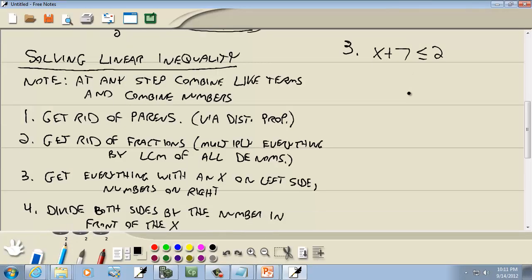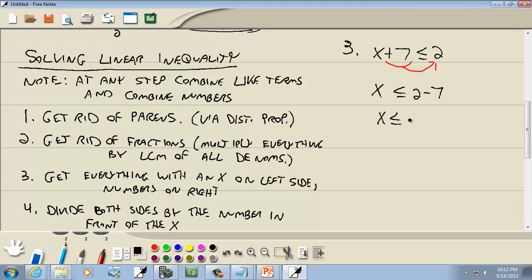Okay, we're going to go through our steps here. First step is get rid of parentheses. Don't have any. Second step is get rid of fractions. Don't have any. Third step, get everything with an x on the left side, numbers on the right. So I'm going to take the 7 and move it to the right side. Now, just like when we're working with equations, when you take anything across your inequality symbol, the sign changes. So positive 7 becomes a negative 7.